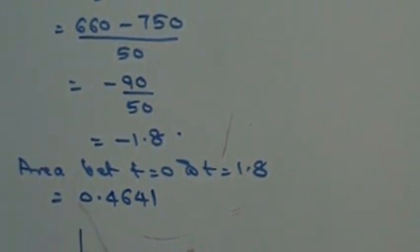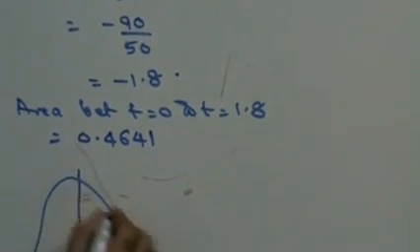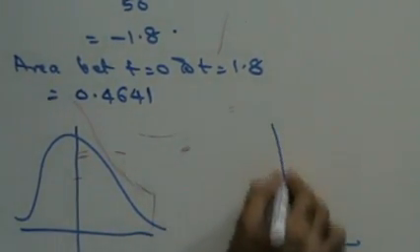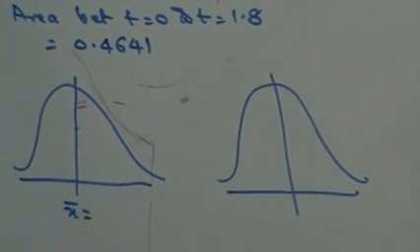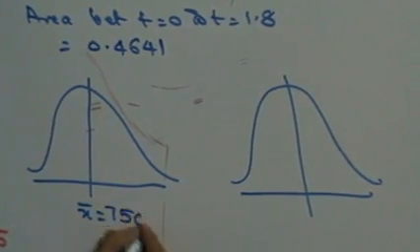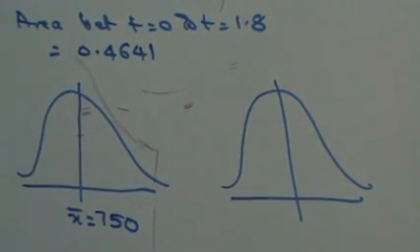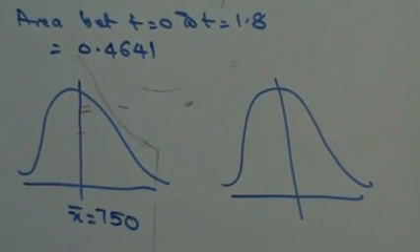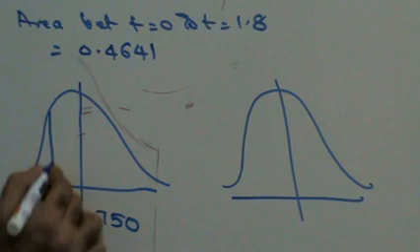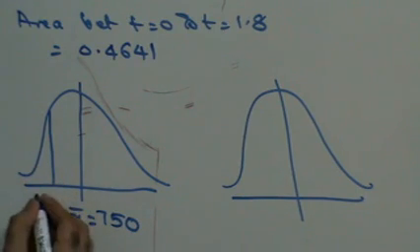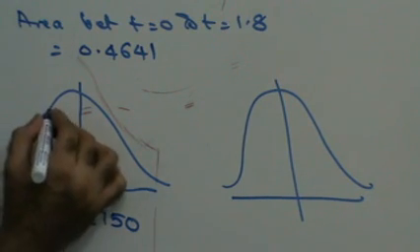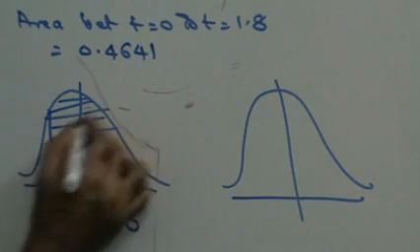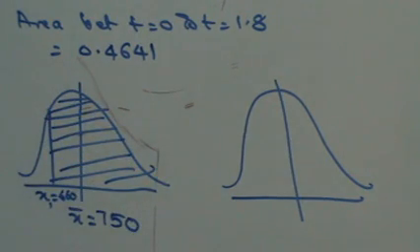Now let's try to draw the bell curve, guys. This is the bell curve for the actual data, and this is for the normally distributed data. Mean is given to me as 750. Now they've asked me to find the number of people that have income greater than 660. 660 is going to be somewhere here, before 750. X1 is equal to 660. I want all those people that have income more than 660, exceeding 660. I want this whole region.